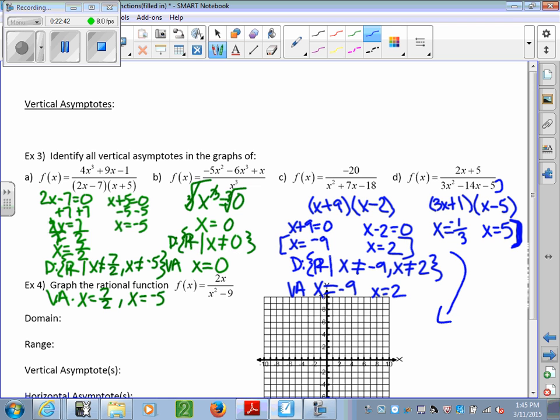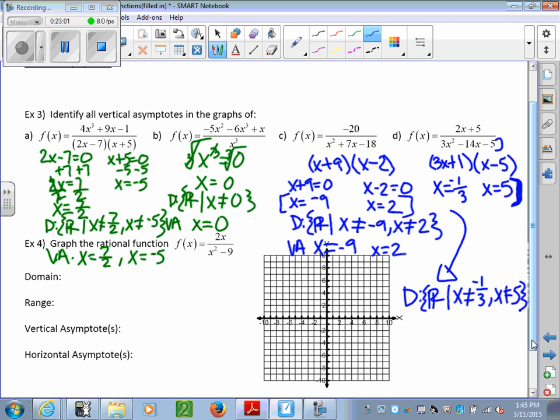I'm gonna come down here so I don't mess with this stuff. But where my graph is undefined, I know my domain does not include those values. So my domain includes all real numbers except where my graph is undefined, which is x does not equal -1/3, x does not equal 5. Domain includes all real numbers except where it's undefined, which is also where it has vertical asymptotes. So my vertical asymptotes are x equals -1/3 and x equals 5.